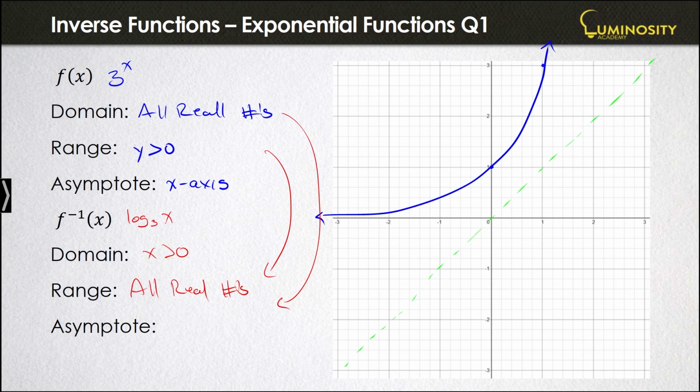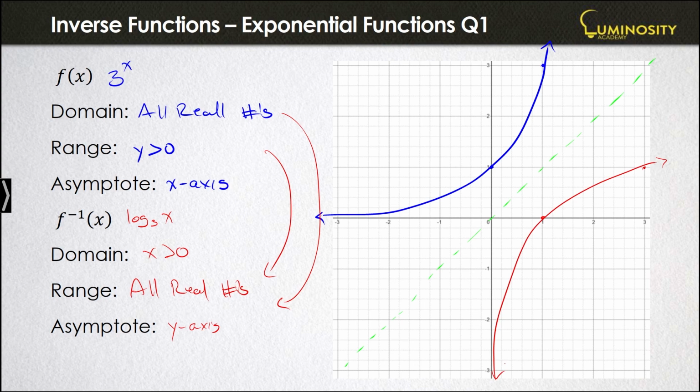So when we graph this one, we know that at 0 it's going to be there, and we also know that at 3 it's going to be right over here. And we know that we're going to have an asymptote of the y-axis. So this comes up and across just like that. And you can see that they're mirrored across that y equals x line.